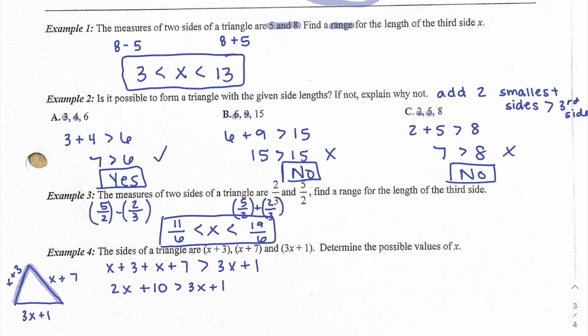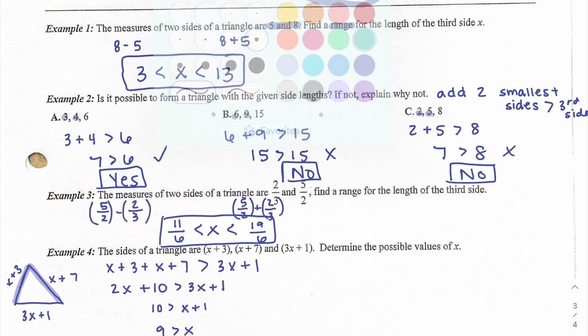So let's do some math here. I've got x and x, which gives me 2x. I've got 3 and 7, which gives me 10. I'm going to subtract 2x from both sides. I'm going to subtract 1 from both sides. All right, so I have that 9 has to be greater than x. All right, so that means that x has to be less than 9, essentially.